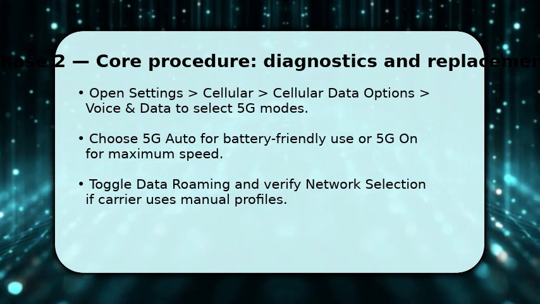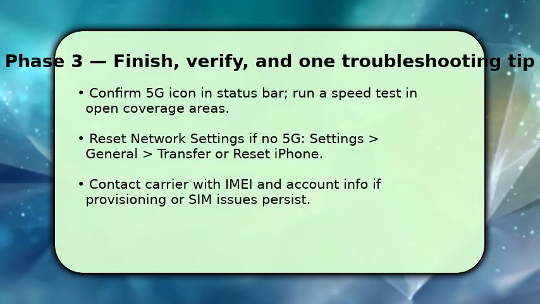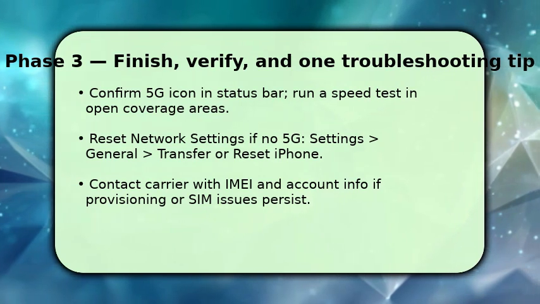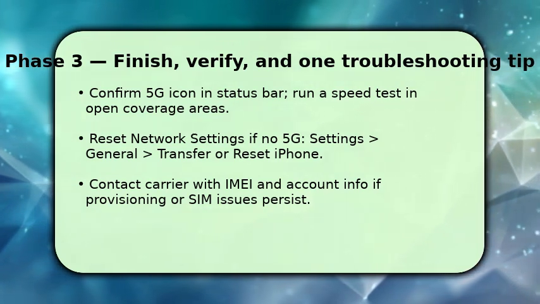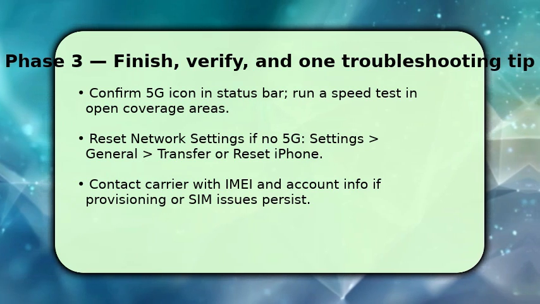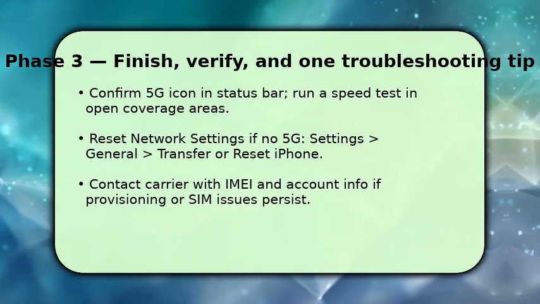Finish by verifying and testing your connection. Check the status bar for a 5G icon and run a speed test in an area with strong signal. If you don't see 5G, toggle airplane mode for 10 seconds, then disable it.